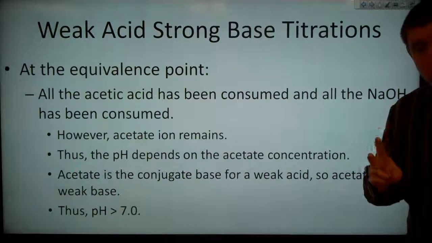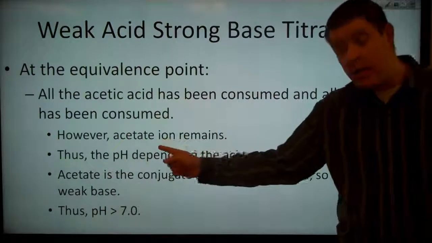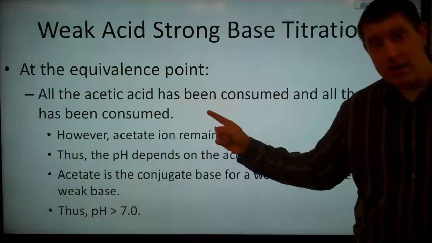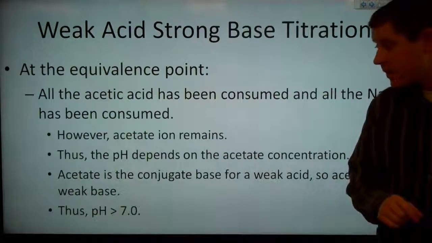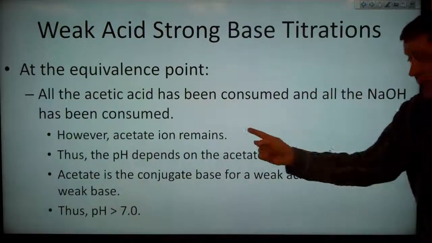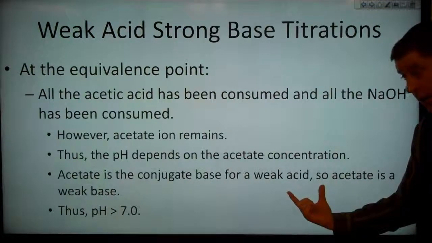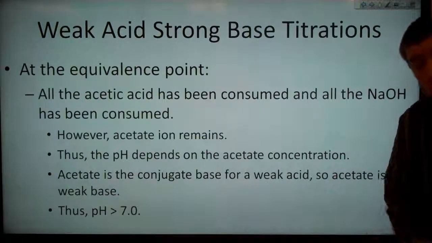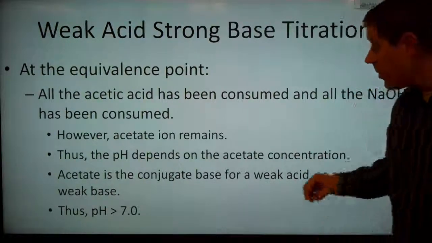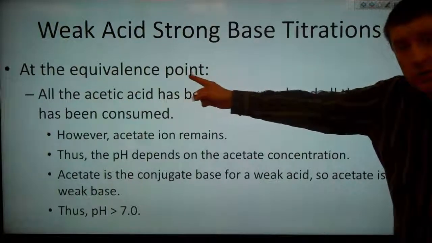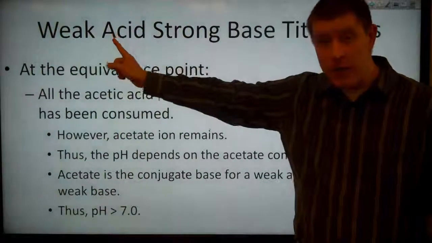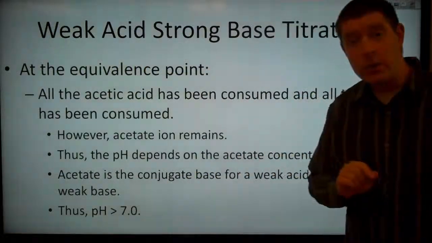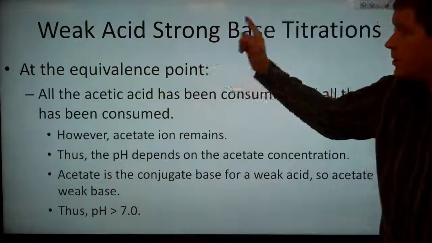The sodium ion and the water are not pH active, but the acetate ion is. Remember, the acetate ion is a conjugate base of a weak acid. That means it is also a weak base. So this means that the pH depends on the acetate concentration. If we have a weak base around, the pH has to be over 7.0. So remember, this is at the equivalence point. We have a weak base left after we titrate our weak acid with a strong base, and that means that the pH is not equal to 7 as it was when we had a strong acid, strong base titration.